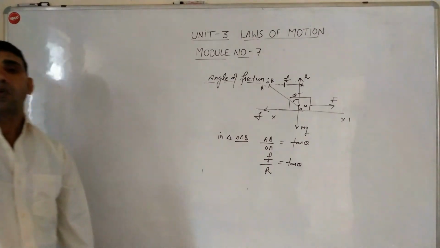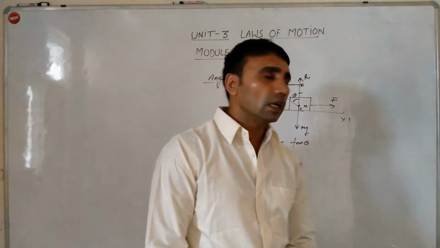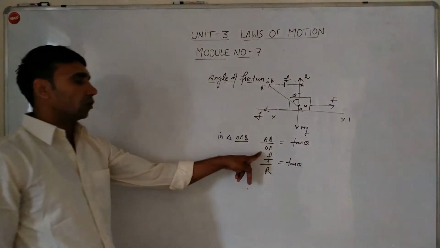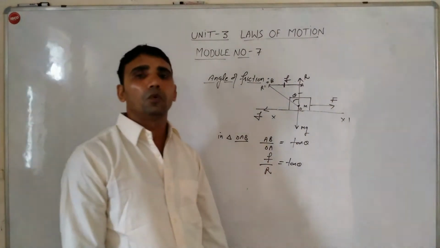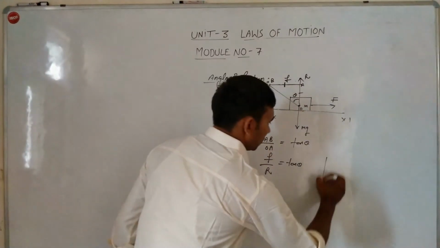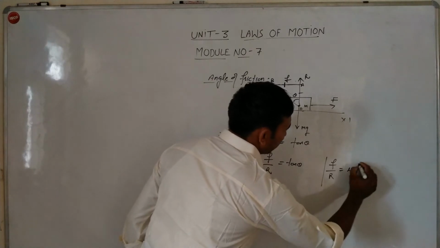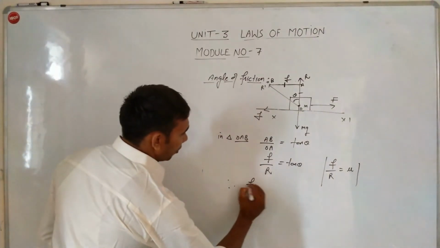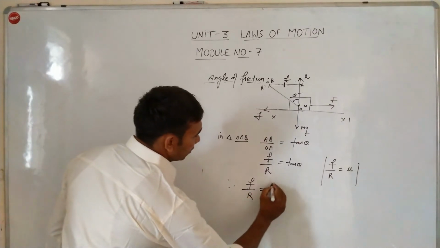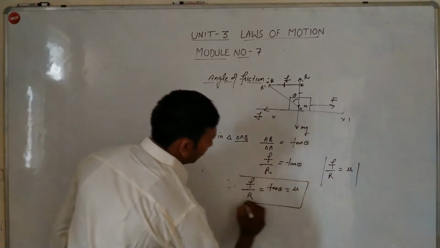But according to the laws of limiting friction, the ratio of frictional force to normal reaction is equal to coefficient of friction. F divided by R is equal to mu. Therefore F upon R is equal to tangent theta, that is equal to mu, the coefficient of friction.